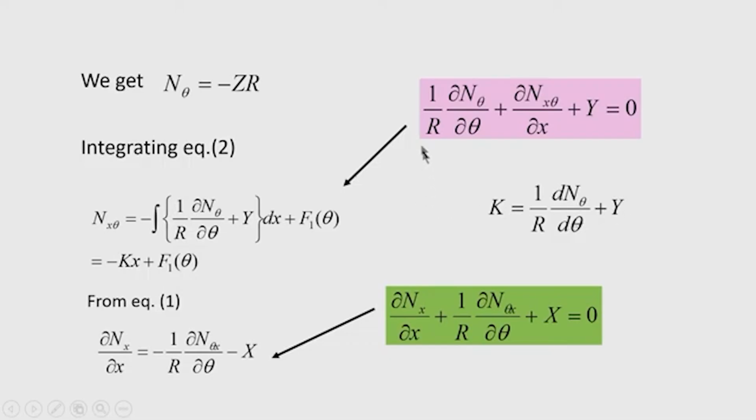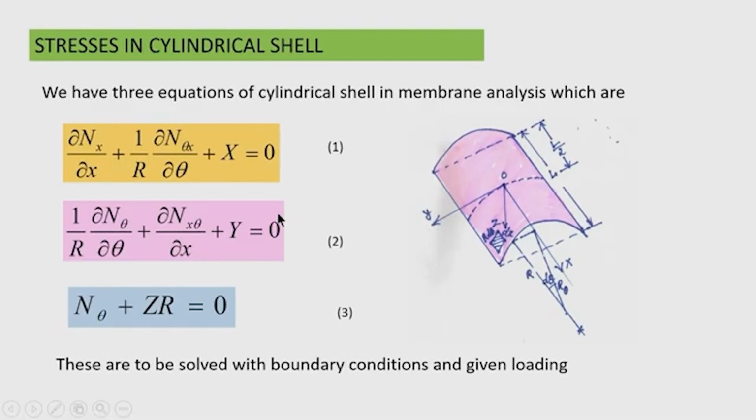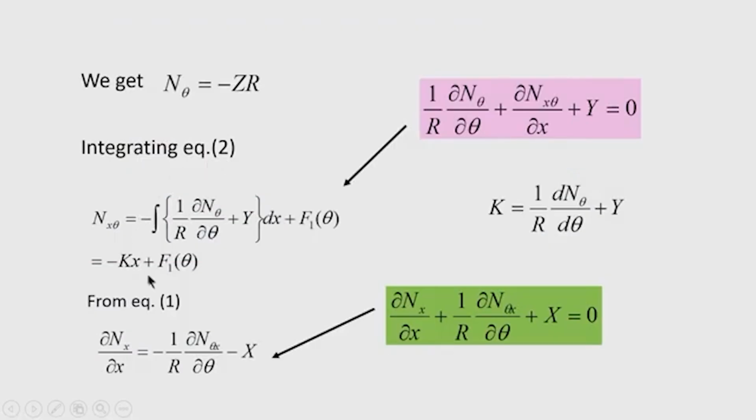Okay. From equation 1, equation 1 is this. So, once we get this n x theta, then we substitute this n x theta in equation 1. This equation 1 is written here again.